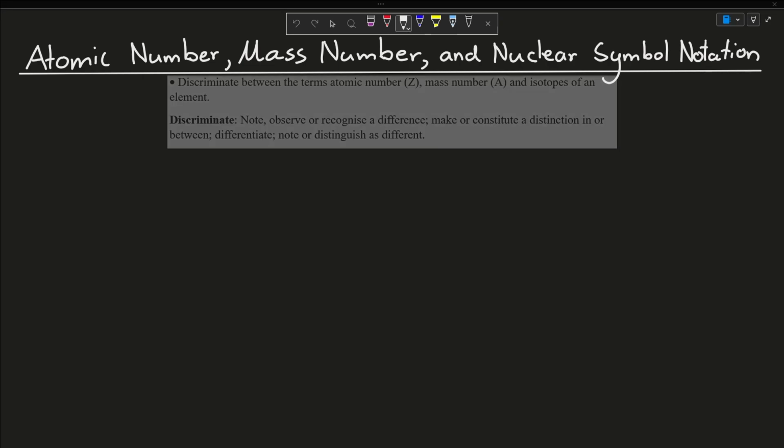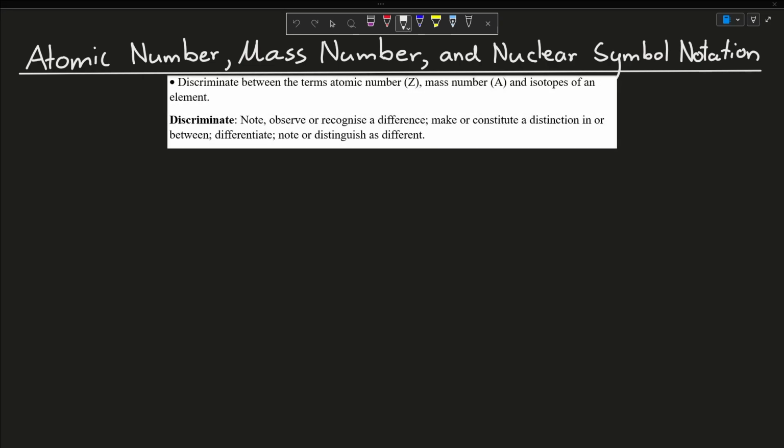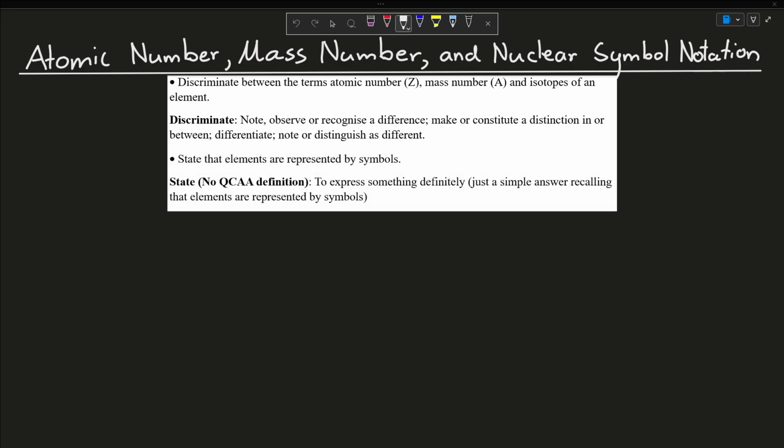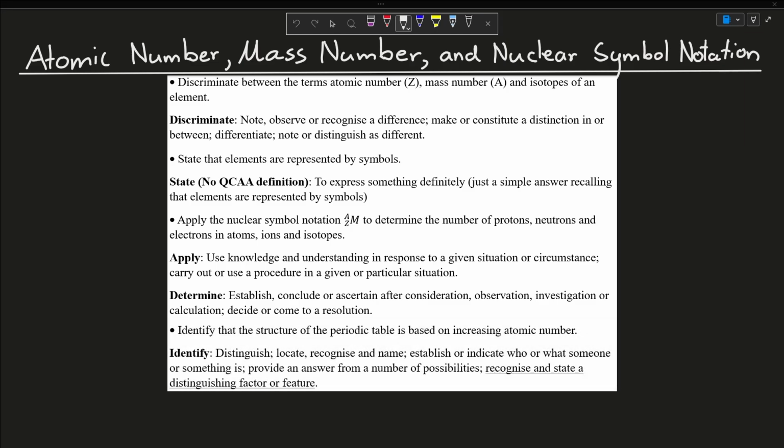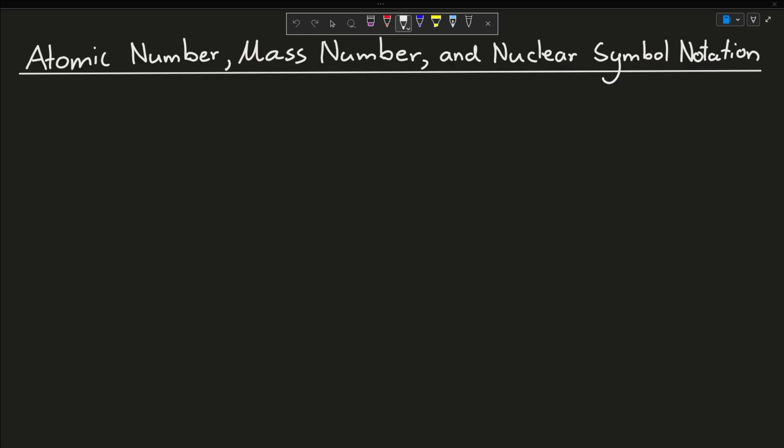Today, we will be discriminating between the terms atomic number, mass number, and isotopes of an element. We will also be stating that elements are represented by symbols, and we will be applying the nuclear symbol notation to determine the number of protons, neutrons, and electrons in atoms, ions, and isotopes. The last dot point we will cover will be identifying that the structure of the periodic table is based on increasing atomic number.